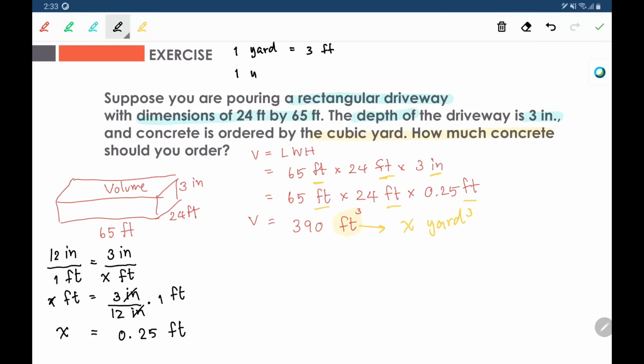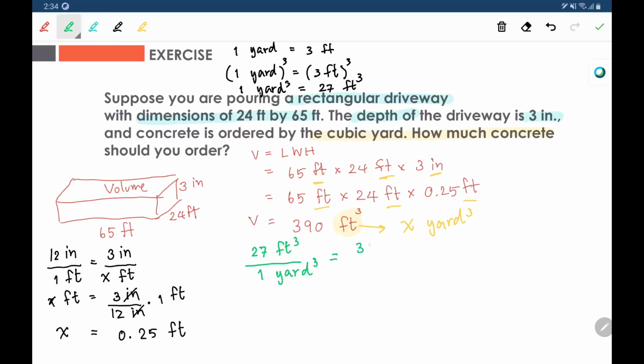Then the cubic yard means 1 yard times 1 yard times 1 yard. This is a cubic yard. So then 1 cubic yard is equal to 27 cubic feet. Then you can get your equation as 27 cubic feet is equal to 1 cubic yard.